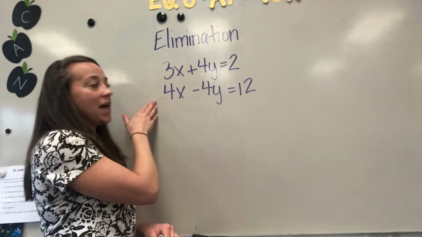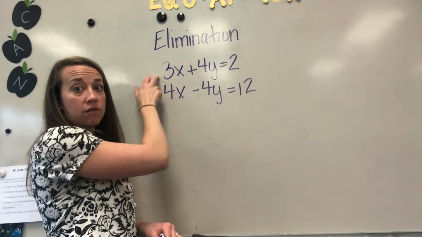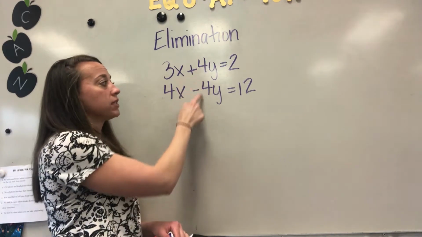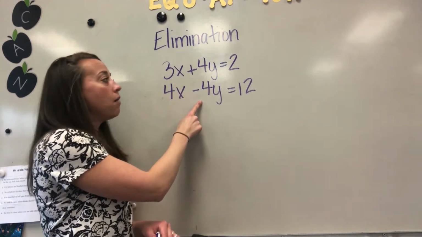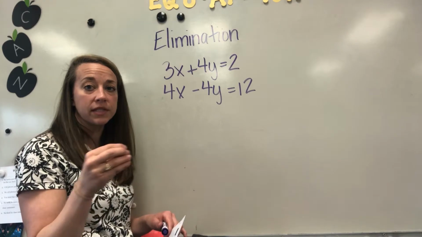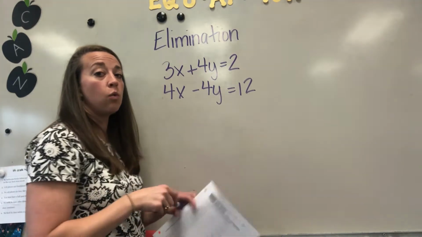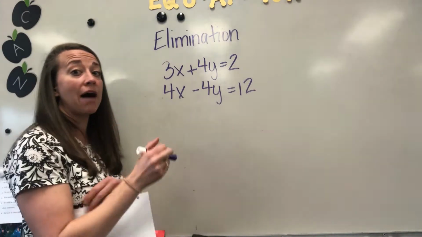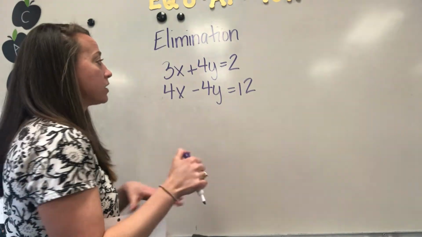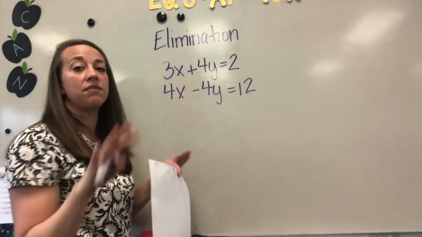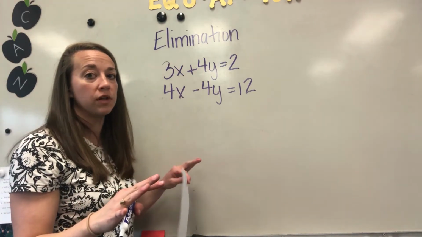So obviously my x's do not have the same coefficient here, a 3 and a 4. And really my y's don't either, because I have a positive 4 and a negative 4. But not only do you want to have the same coefficient, you want to have opposite signs, okay? So we really want the same coefficient with opposite signs, which we have here. So my y's work out perfect because they're both 4s, one's positive and one's negative, and that's exactly how you want to be set up for elimination.